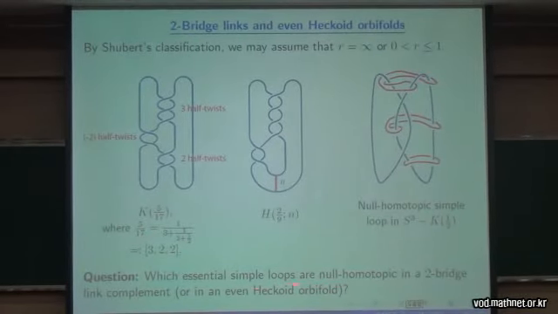Then the following question naturally arises. Which essential simple loops are non-homotopic in a two-bridge link complement? And which essential simple loops are non-homotopic in an even Heckoid orbifold? That's the natural question to understand the three-dimensional manifold and the orbifold. This right picture shows that this simple loop is non-homotopic in this link complement. And this is a two-bridge link. We see that if you take this loop lower, then we get this, right? And take this lower further, then we get this. This is obviously non-homotopic in this link complement. So like this, we wanted to find all essential simple loops which are non-homotopic in a two-bridge link complement, and in an even Heckoid orbifold as well.